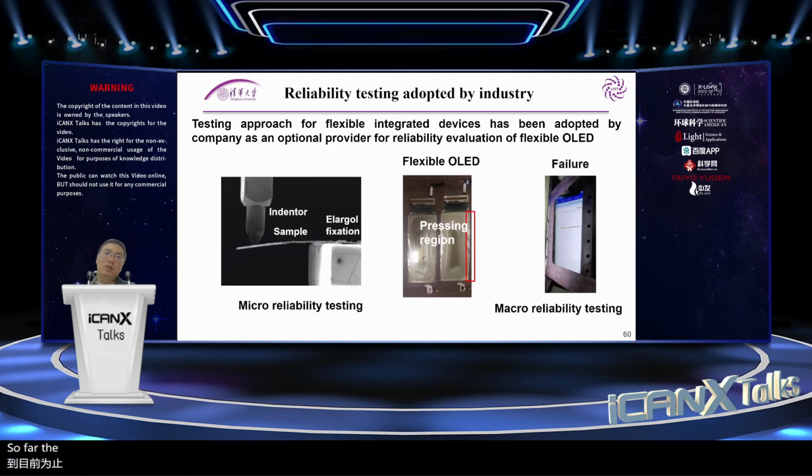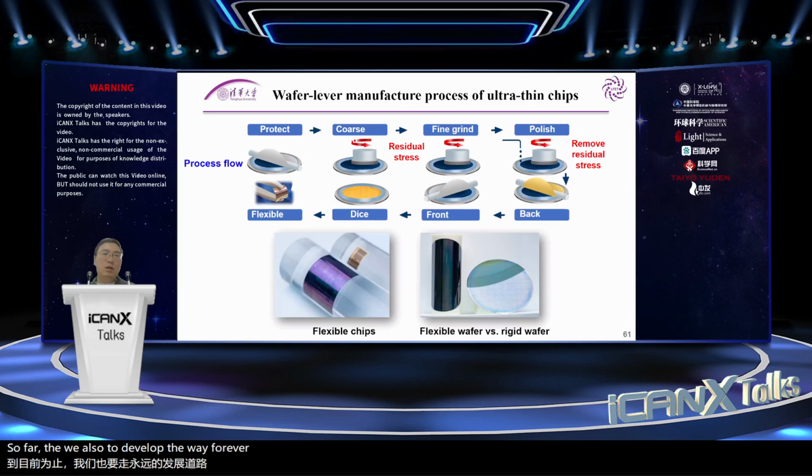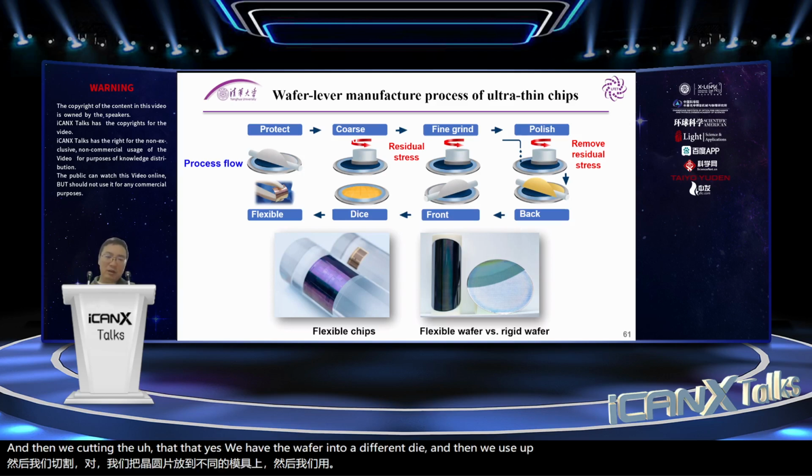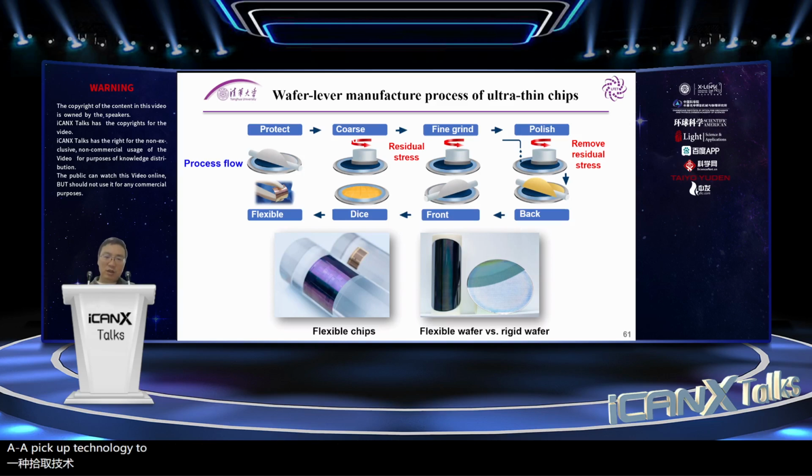We also develop a wafer level manufacturing process for large scale manufacturing. That means we thin the wafers, cut the wafer into different dies, and then use a pickup technology to transfer the die onto the substrate, and then package it. Finally, we can get a flexible integrated device.